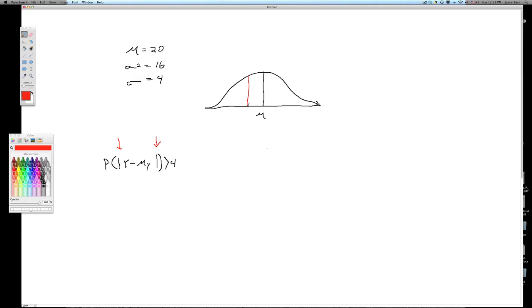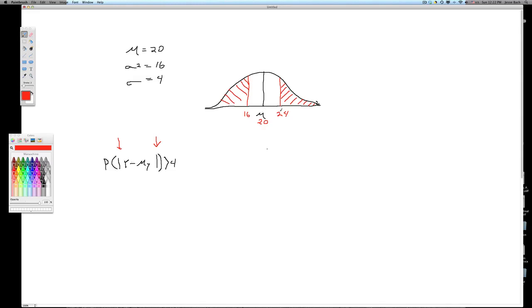What this is asking you is, okay, our mean is 20, so this right here is 20, 16, 24. This problem is asking you what the probability is that this number is going to be greater than 4. But remember, you have the absolute value here. So this is going to ask you about this area. That area right there. This area right there. So greater than 4 away from the mean.